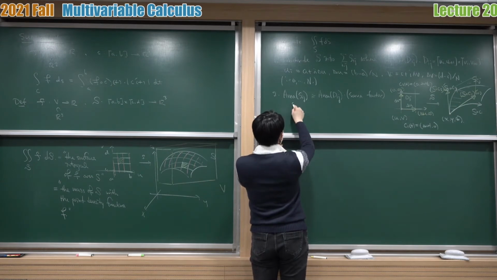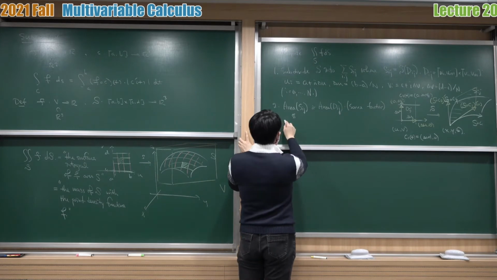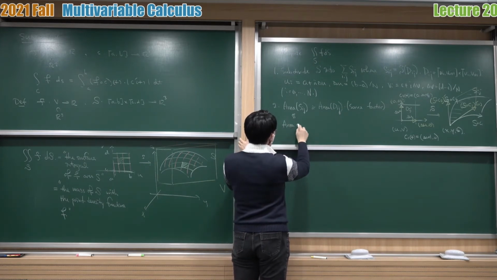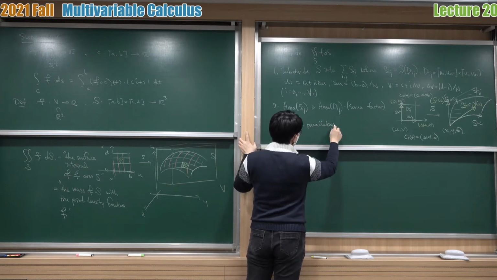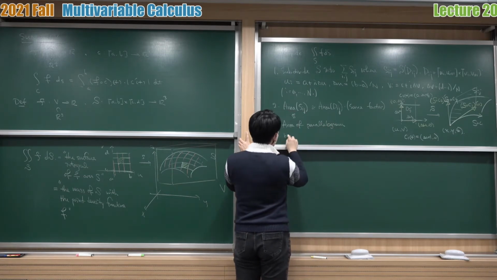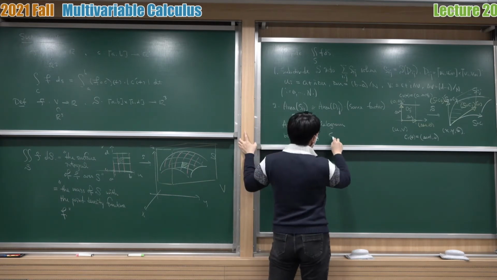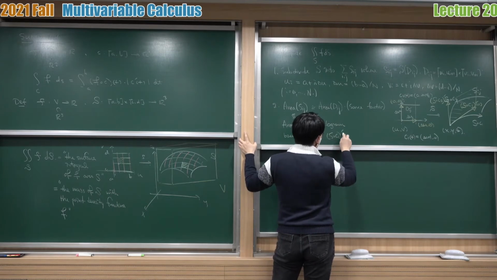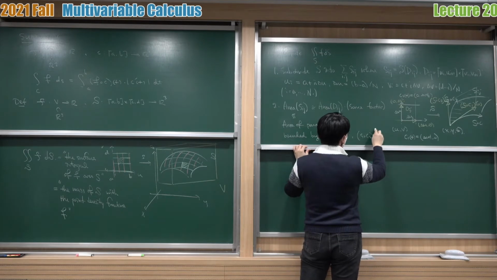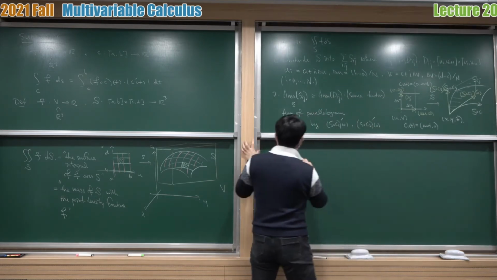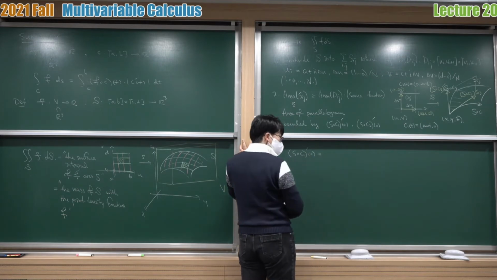So the area of Sij is approximately the area of the parallelogram bounded by two curves, two vectors, S∘C1 prime 0 and S∘C2 prime 0. So let's try to find out what these are in real terms.